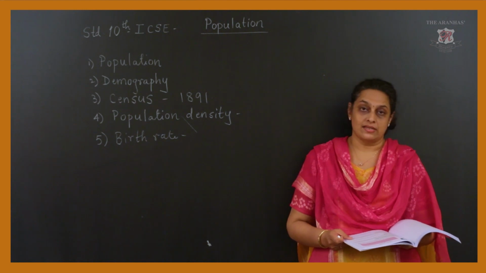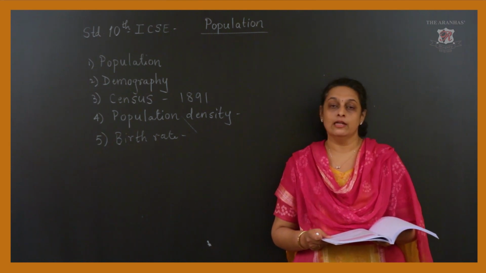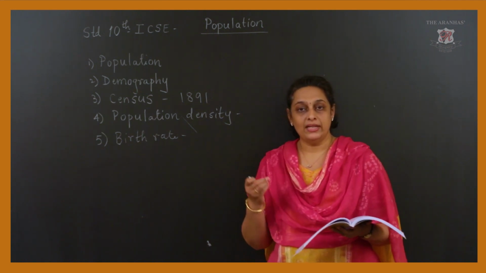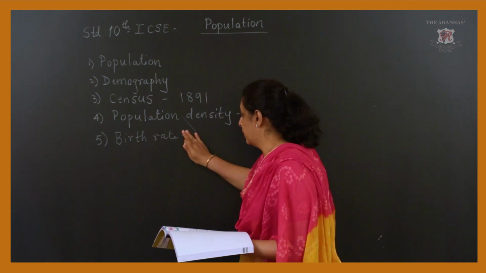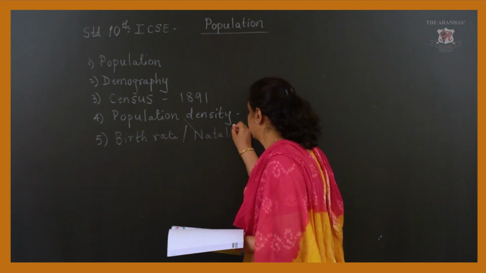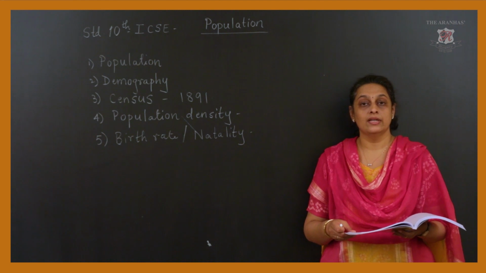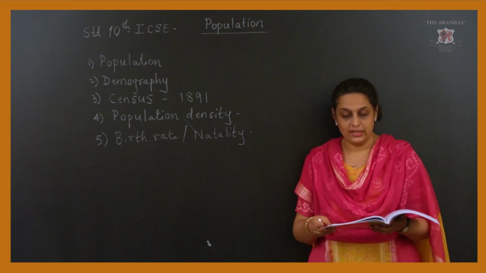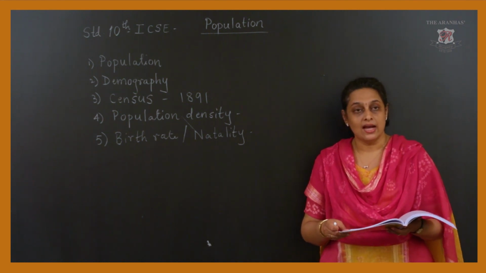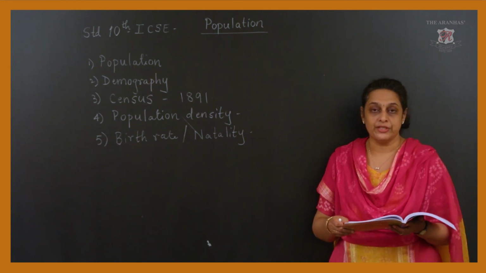Now birth rate means how many individuals are born in a population. Okay? To be more specific, when we explain this concept of birth rate, birth rate is also called natality. So birth rate is the number of births per 1000 individuals per year.